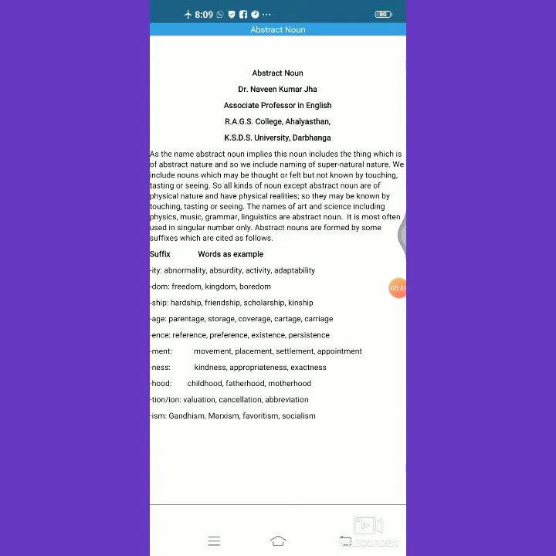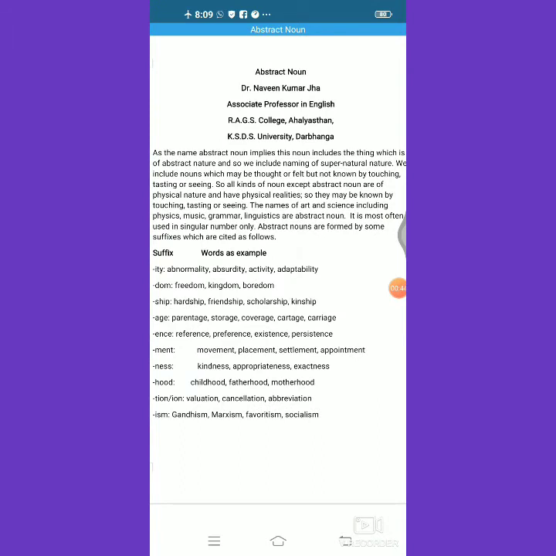Today we are going to have a very interesting talk on abstract noun. From the name itself, abstract noun, it implies that the noun which is of abstract nature is called abstract noun. We can simply say that the objects or things can be divided into two broader categories. There are some objects which are of concrete nature and there are some objects which are of abstract nature.